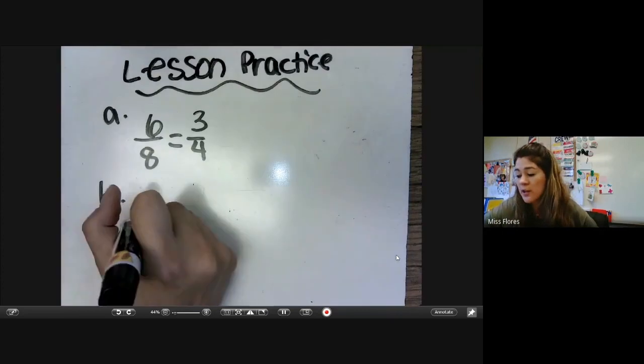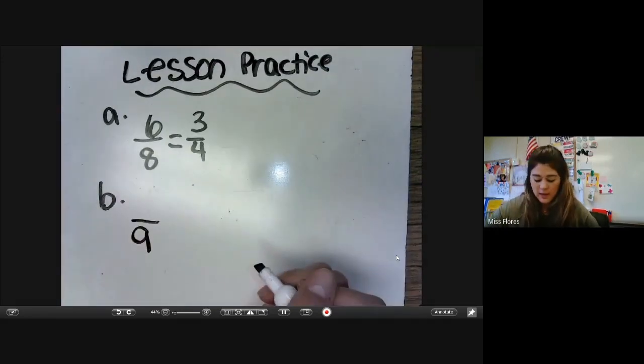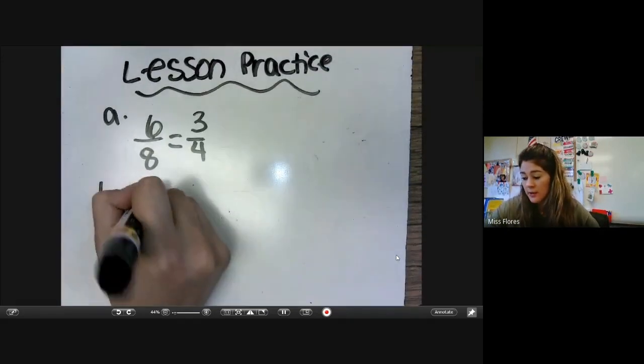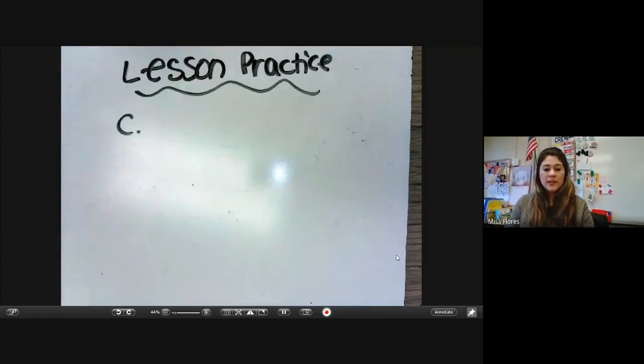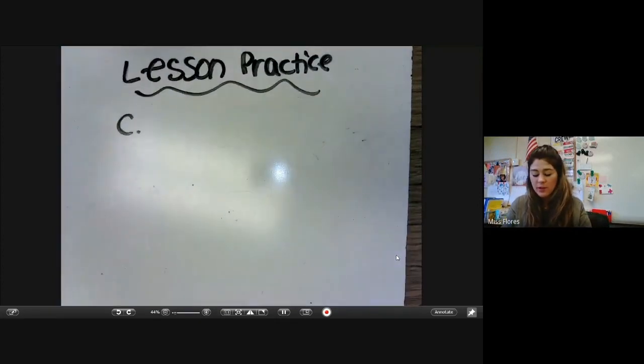So the first fraction has 9 total pieces, and the number shaded is 3. So that also is equal to 1/3. All right, lesson practice C. Here's where we're going to be drawing some pictures. C says draw pictures to show that the following pairs of fractions are equivalent.